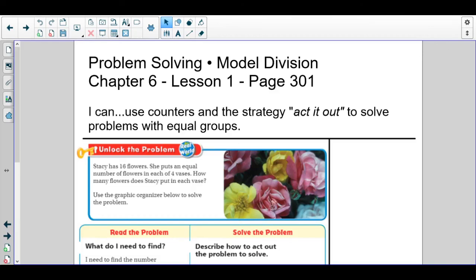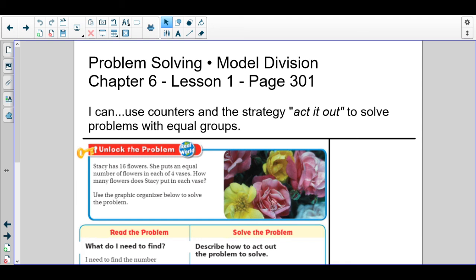All right, gang, I am really excited because we are starting Chapter 6, Lesson 1, which puts us right at the beginning of division. And we'll have some fun with that along the way. I think that you'll find that once we get into this, you probably know more than what you thought that you knew. So let's get right to it.